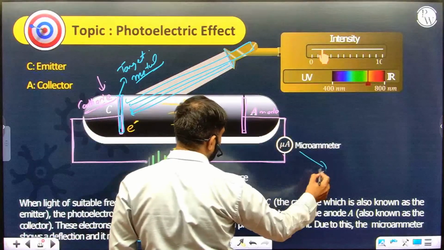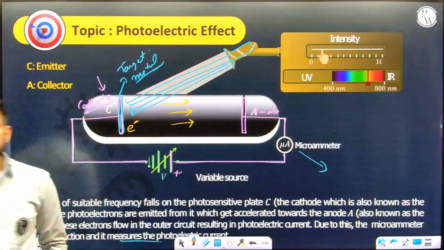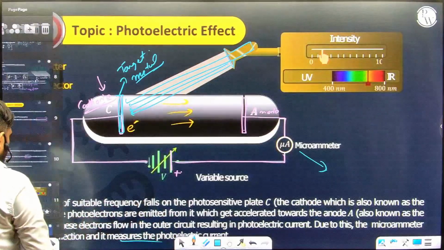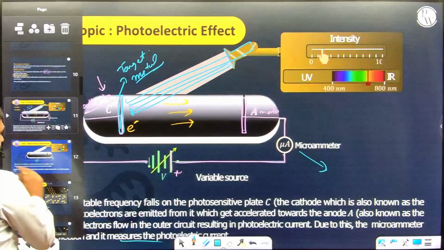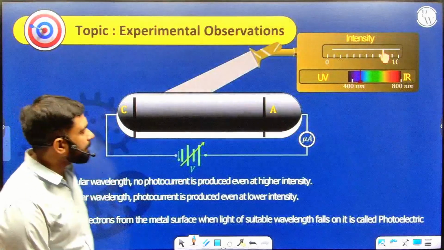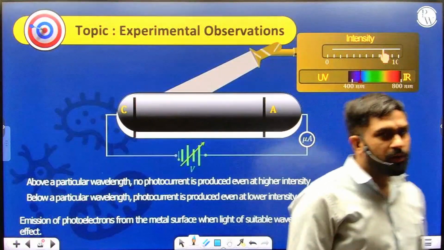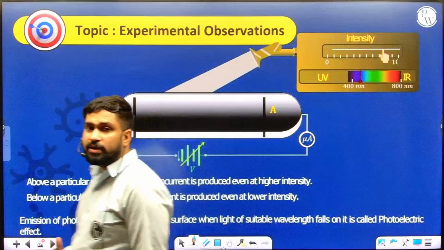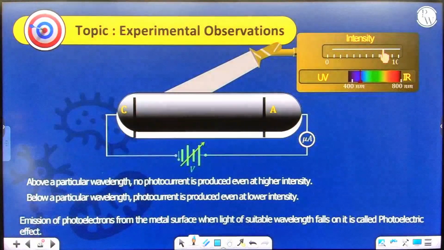This is the microammeter. Microammeter basically means it's a meter which can measure a very small amount of current. So let's carry forward and understand this experiment's observations. What did we observe based upon different parameters of photons? At a particular wavelength, I see no photocurrent is produced even at higher intensity.